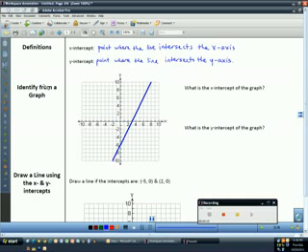Alright, so here's what I know about identifying from a graph the x-intercept. The x-intercept of this graph is the point where the line intersects the x-axis. Well, that point is right here, and that point is 3, 0. The y-intercept of the graph is right here. That point is 0, -6.